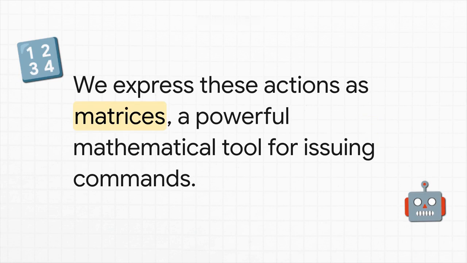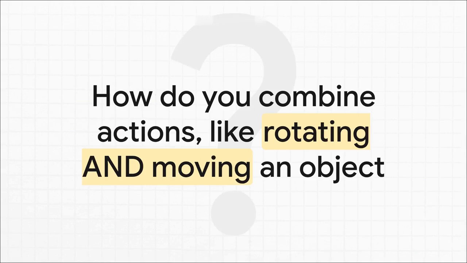This is where it gets really slick. We use something called a matrix. You can just think of a matrix as a little grid of numbers that acts like a command, like a verb. You multiply a point's coordinates by a specific matrix, and bam, the computer rotates it. You use another matrix, and it scales it. It's a really clean and powerful system.